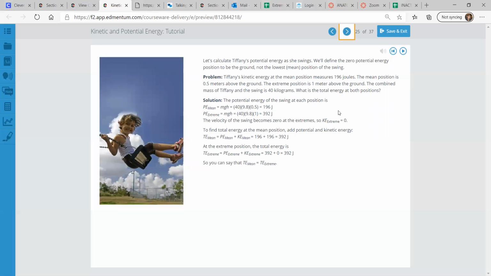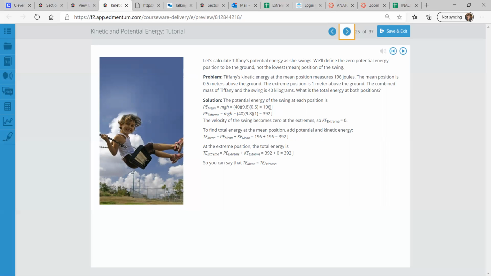If we look at the solution, we calculate the potential energy first when it's just hanging down. The potential energy is mgh. We know that the mass is 40 kilograms. g is the acceleration due to gravity, which is 9.8 meters per second squared, times the height. And at the mean position, the height is 0.5 meters above the ground.